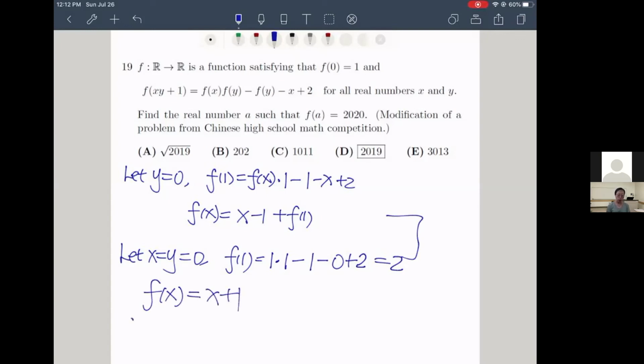And now we are given that f(a) is 2020, but f(a) is just a plus 1, which means that a has to be 2019, right? So this problem is not as difficult as you imagine. Although I know that it's a function, a lot of the time problems involving functions can be tricky.